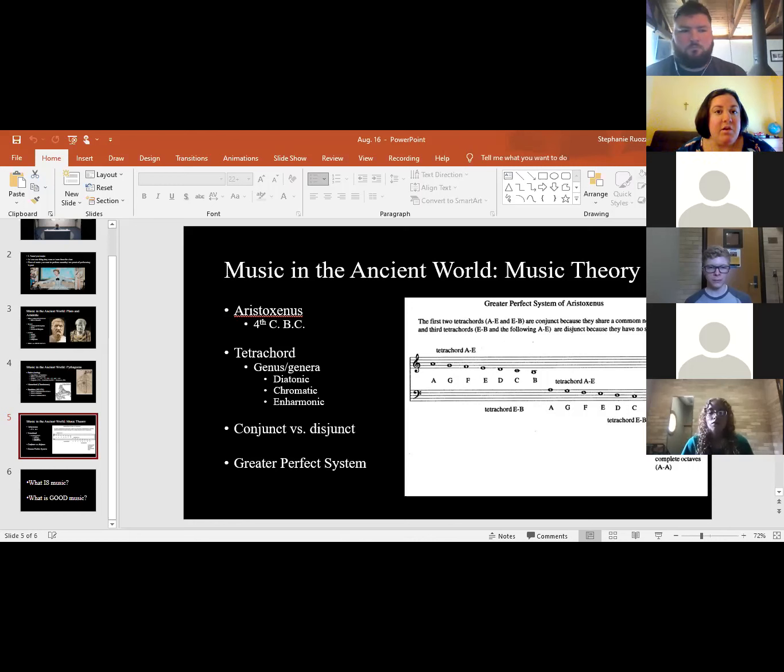Okay, so if I'm going to stack these conjunct and disjunct tetrachords together, what I get is this thing you see in the chart before you called the greater perfect system. This was the big mama of ancient Greek music theory. Just like we have our grand staff today, where we've got a treble and a bass, and we can put anything on those two staves, this is the equivalent in ancient Greece, the greater perfect system.